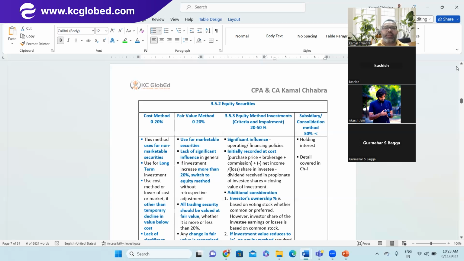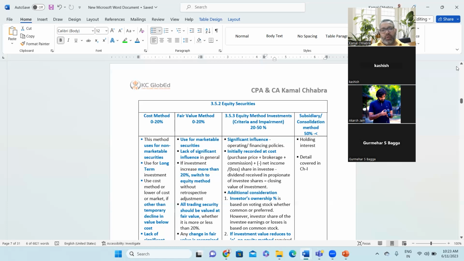That is the reason it is considered that the person who is holding more than 20% equity share may have significant influence in that particular company. So as you have significant influence in that company, you need to follow the equity method of investment. So how to follow the equity method of investment?